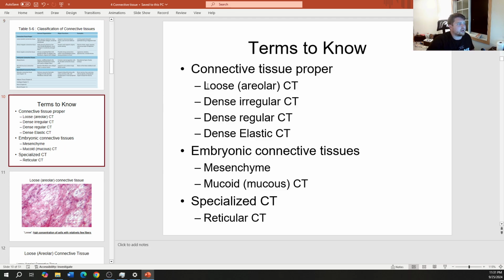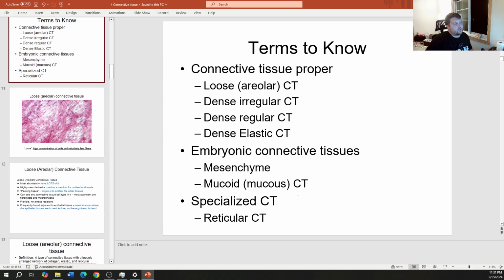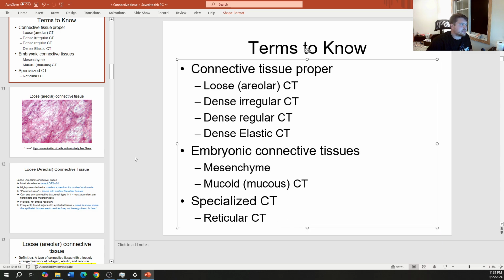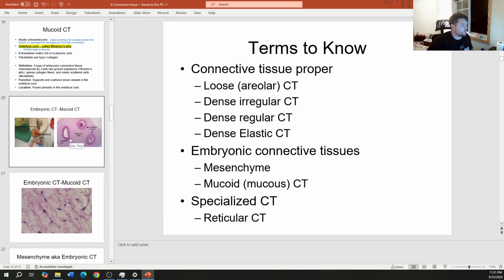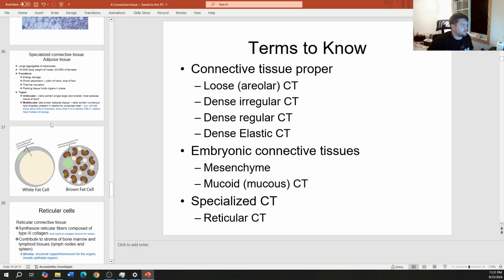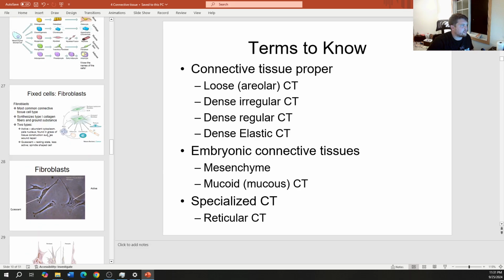But the ones we're going to look at connective tissue proper, the loose areolar connective tissue, dense irregular, dense regular, and dense elastic. The embryonic connective tissues, we'll look at mesenchyme tissue and mucoid or mucus connective tissue. Mucoid is the more common way of saying it. For the specialized connective tissue, we'll look at reticular tissue, connective tissue, and we'll also look at some of those other ones, like the specific cells, the adipose tissue, all that kind of stuff.